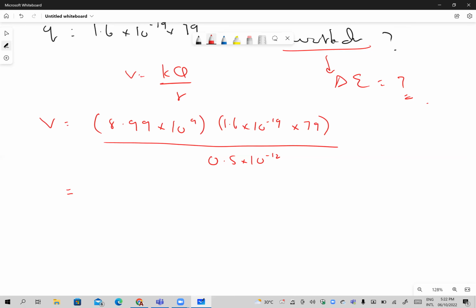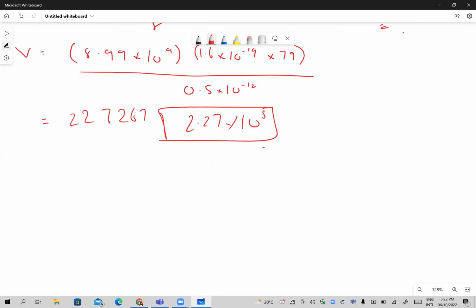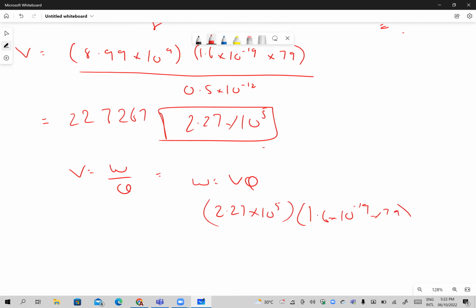It's 2276 7267. So you can simply write it in standard form, 2.7 times 10 to the power of 5. Now this is a value for electric potential. V is W over Q and W is V times Q, where V is 2.7 times 10 to the power of 5. Q is 1.6 times 10 to the power of minus 19 times 79. जो भी आंसर होगा it will be for W, work done, that's it.